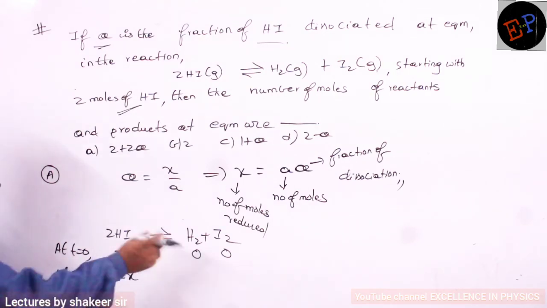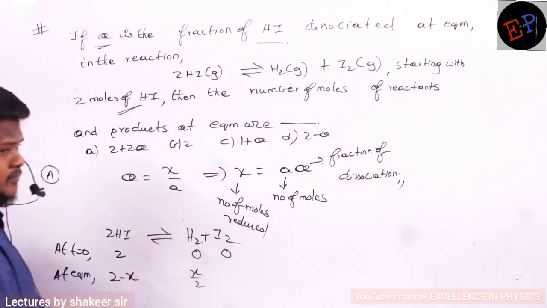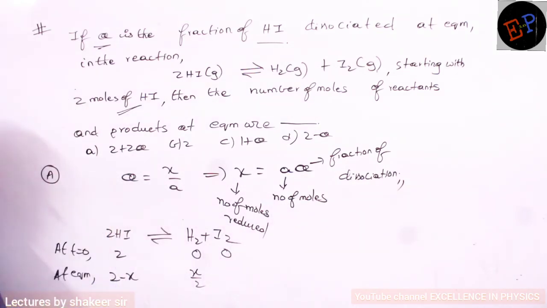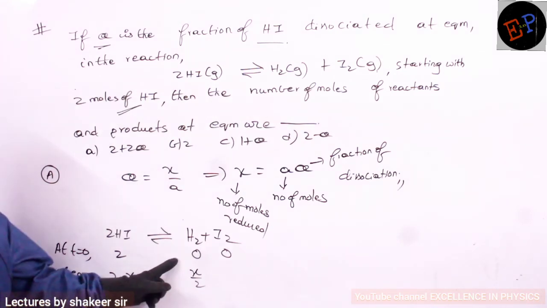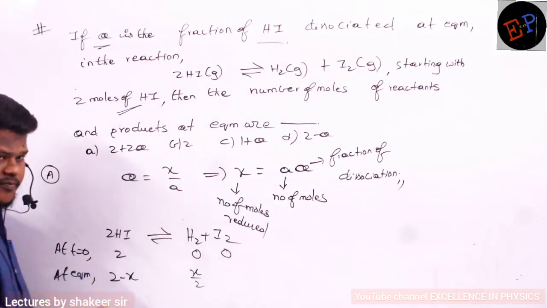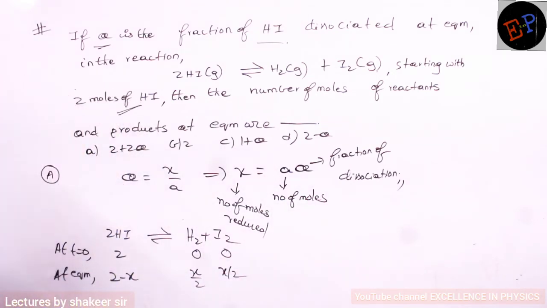Then how many moles of hydrogen will form? x by 2 will form. Because if 2 moles dissociate, only 1 mole of hydrogen will form. So if x moles are dissociated, x by 2 moles, only half the moles, of hydrogen will form. And how many moles of I2? This is also x by 2. Are you able to understand?